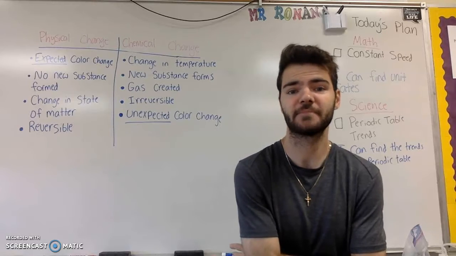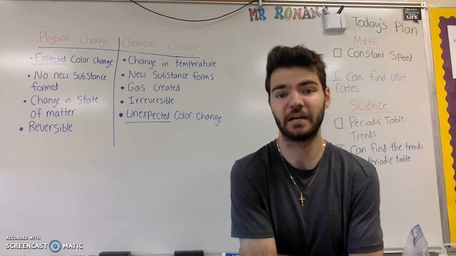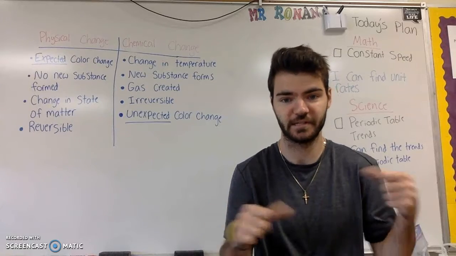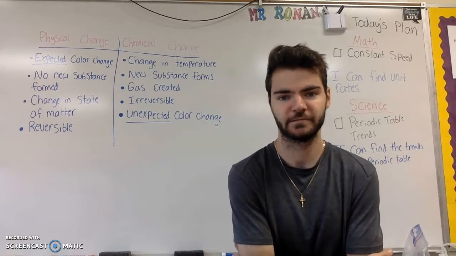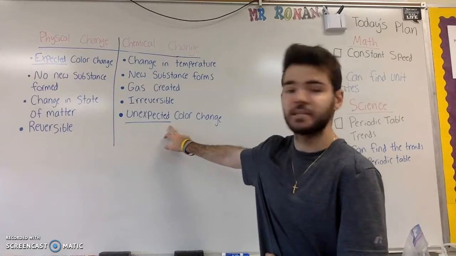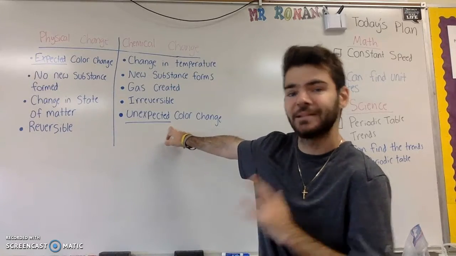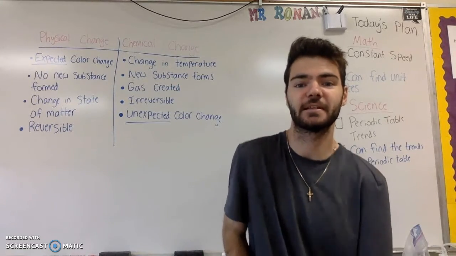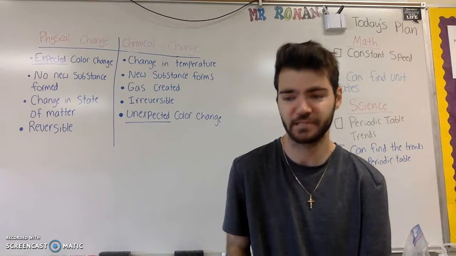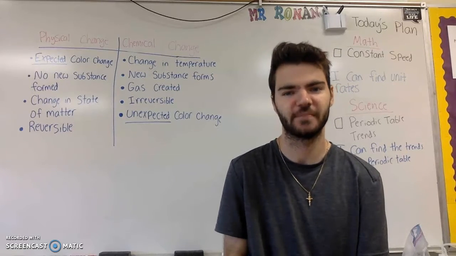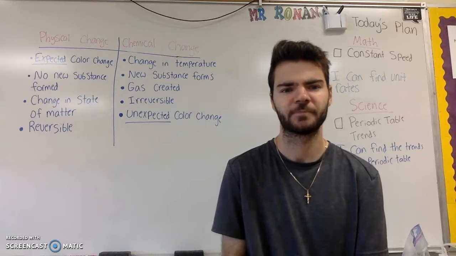There are going to be times when we're talking about chemical changes where there's going to be an unexpected color change. So we might mix two clear liquids together and it'll turn black. Okay, that would be considered an unexpected color change like we see right down here. Okay, we didn't see it coming. There's no logical reason that we can think of off the top of our heads that would cause two clear liquids mixed together to turn black. So that would be a chemical change because there is definitely a chemical reaction taking place there.